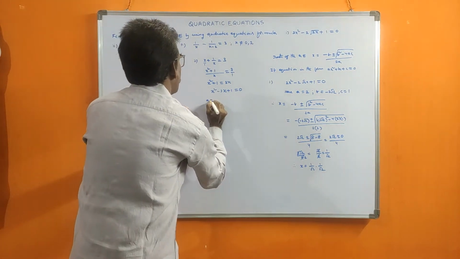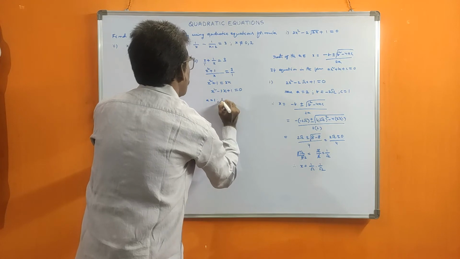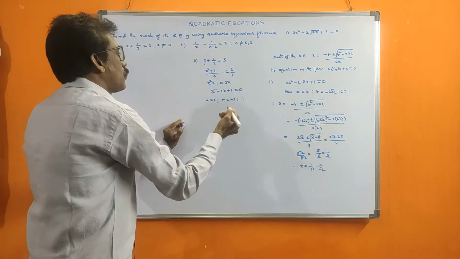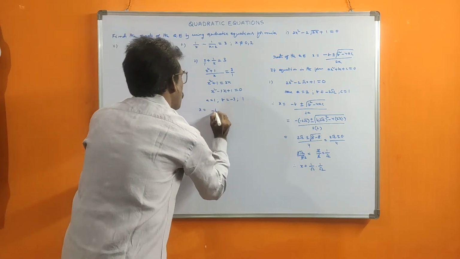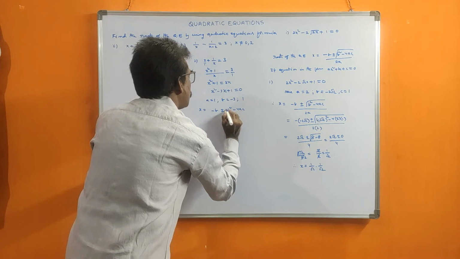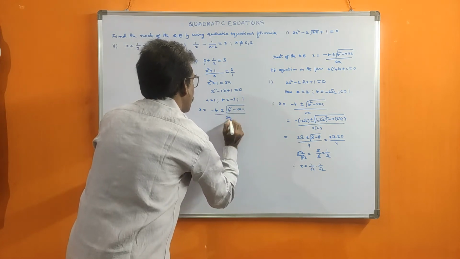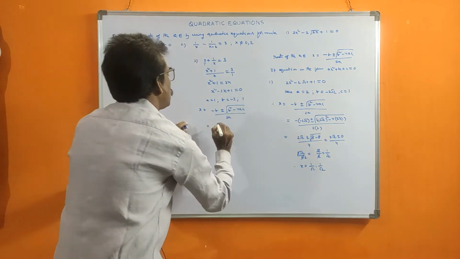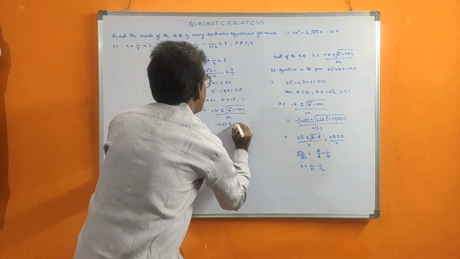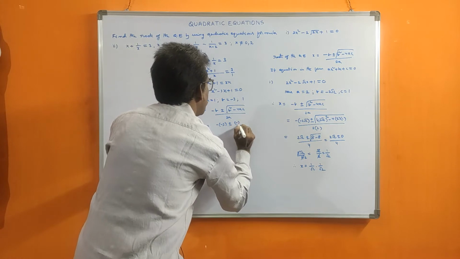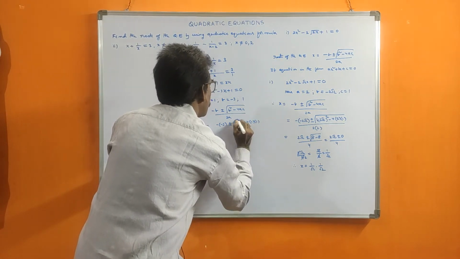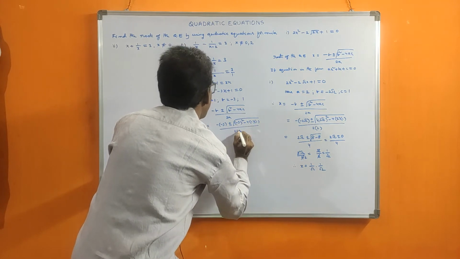So a is equal to the x square coefficient, 1, b is equal to the x coefficient, minus 3, and c is equal to the constant, 1. Now x is equal to minus b plus or minus the square root of b square minus 4ac, whole divided by 2a. Now you substitute the values. Minus of b is minus of minus 3, plus or minus the square root of b square, b is minus 3 whole square, minus 4 into a into c, whole divided by 2 into a, which is 1.